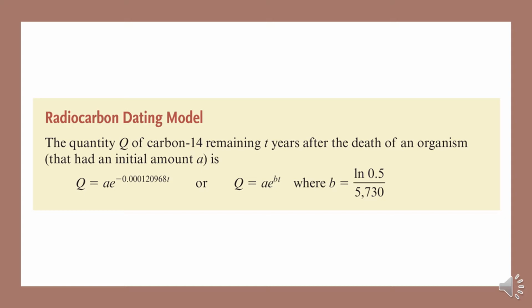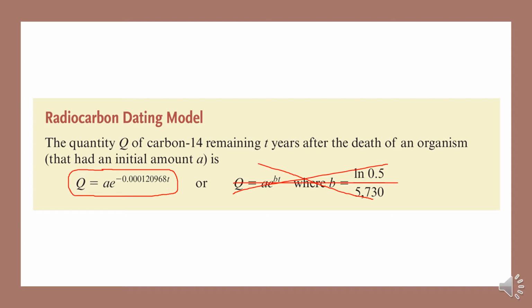And it says, the quantity Q of carbon-14 remaining T years after the death of an organism that had an initial amount A is Q equals A times e raised to the negative 0.000120968 times T. Now, you're just going to ignore the stuff that's on the right-hand side. This is the only part that you're going to use. You don't have to use any of this stuff over here.